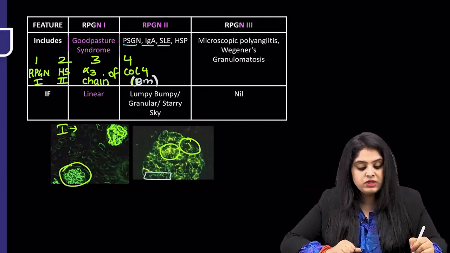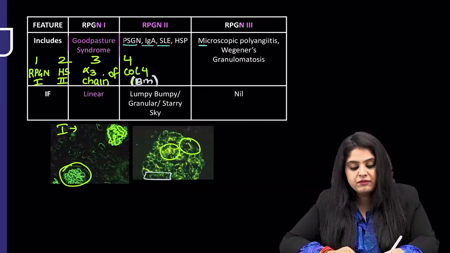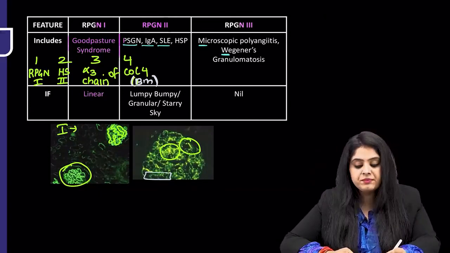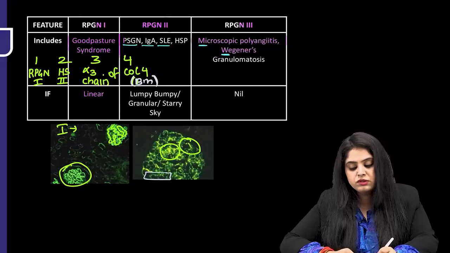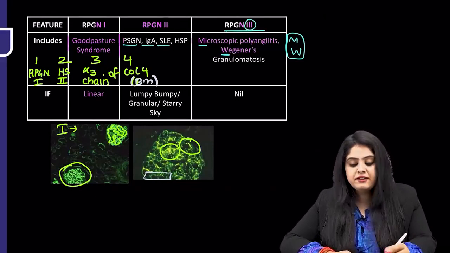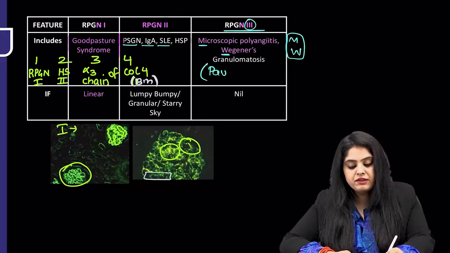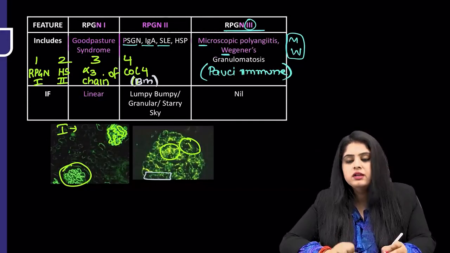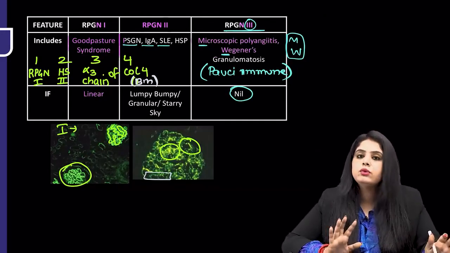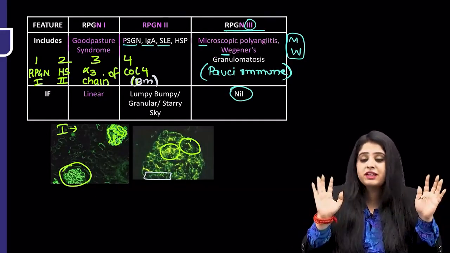Now coming to RPGN type 3, I've read these diseases somewhere else. M and W, where have we read them? We've read it in the blood vessel chapter. Microscopic polyangiitis and Wegener's granulomatosis. So microscopic polyangiitis and Wegener's granulomatosis is RPGN type 3. And if you remember their names from the blood vessel chapter, they were the pauci-immune ones. Pauci-immune basically means immune is less, immunofluorescence will not be seen. There is no immunofluorescence. Good for us. I don't have to see any picture.